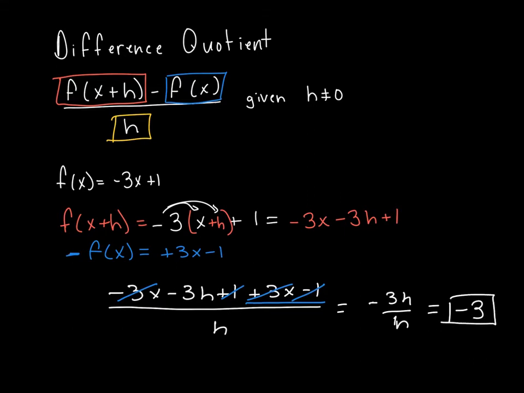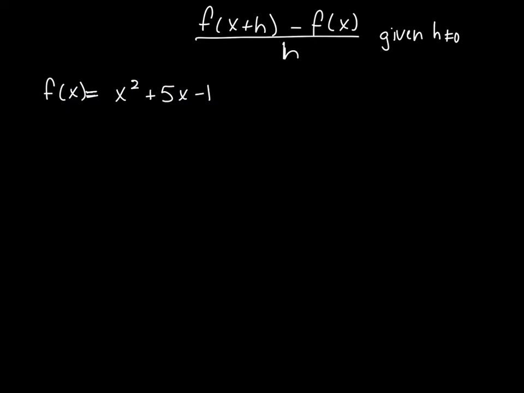We're going to go ahead and do another one of these. All right, so let's do one more of these. Again, remember the first part is going to be f of x plus h. Then I'm going to subtract f of x, and then finally divide it all by h. So to start with, I start with my f of x plus h.